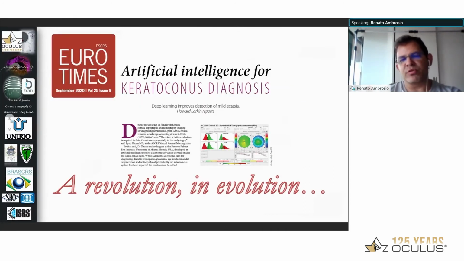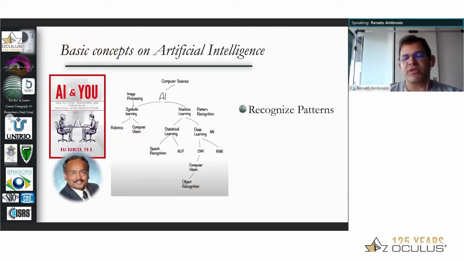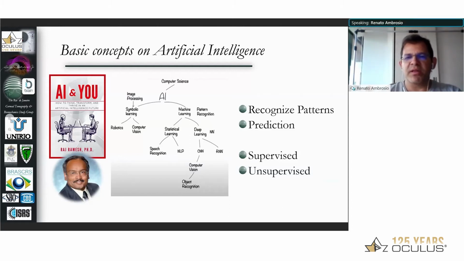It's a true revolution in evolution, and artificial intelligence should be understood as a branch of computer science in which we can recognize patterns, make predictions. We have supervised learning and unsupervised learning. Supervised learning is when you have labels for the data, and in unsupervised learning, you don't have the labeled data, but the machine learning processes will find clusters, will find patterns, and try to make some predictions about the data.